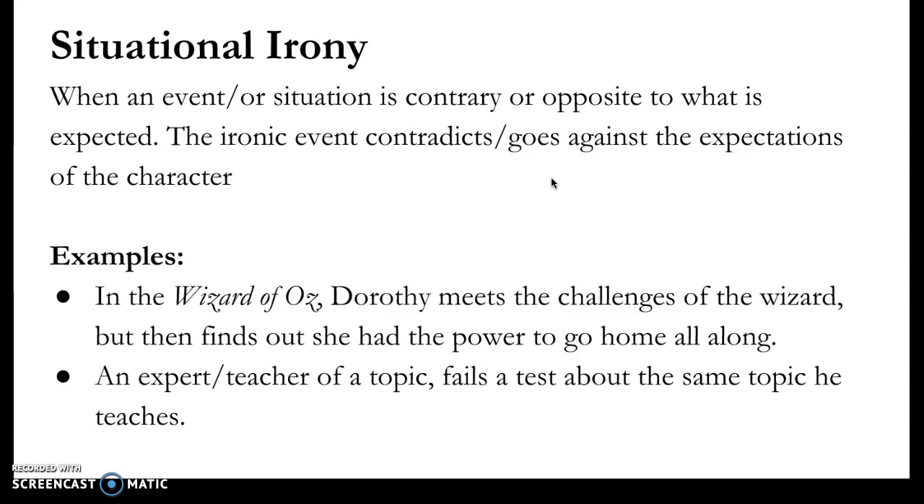So in The Wizard of Oz, Dorothy meets the challenges of the wizard, but then at the end of the story or the movie, she finds out that she had the power to go home all along. Okay, so it's not what she had expected, not what we had expected. And then an expert or a teacher of the topic fails a test about the same topic they teach, or your English teacher spells something wrong on the board. You would expect them to be perfect spellers or perfect writers, but yet it would be ironic if they weren't in a moment.